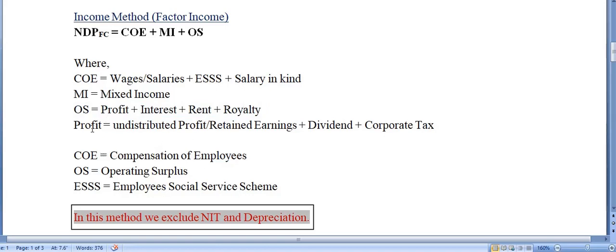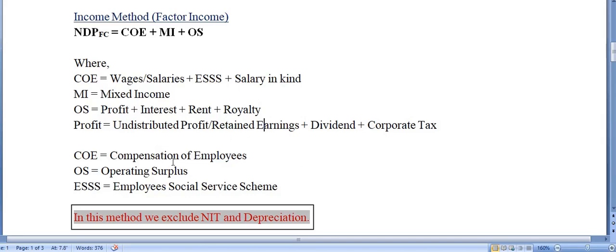Now, what is profit? Under this profit also, so many things are there. Undistributed profit, that is your reserves or retained earnings, plus dividend plus corporate tax, because this tax is a charge against profit, so in profit it is to be included. If in a question profit is given and retained earnings is also given, then don't include retained earnings again, because retained earnings are already included in profit. So don't include it separately. I will tell you when we do the numerical questions.